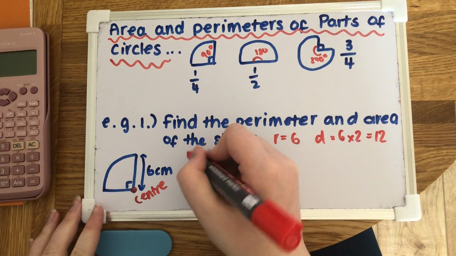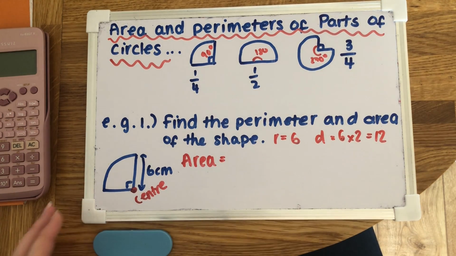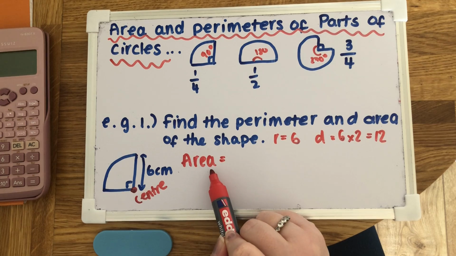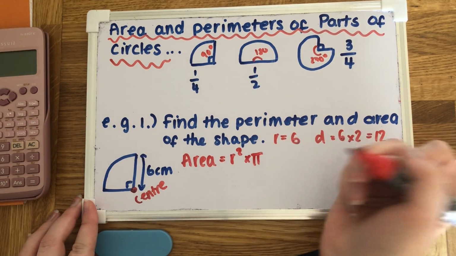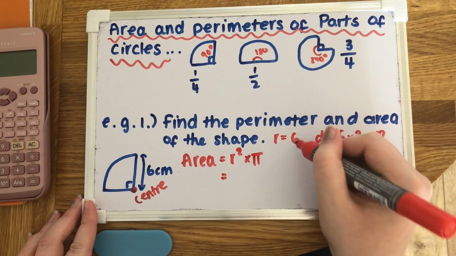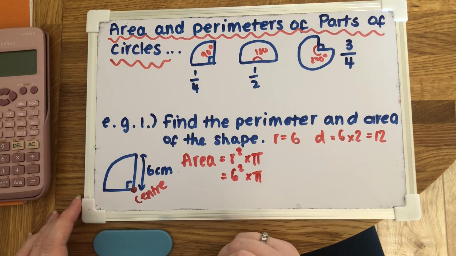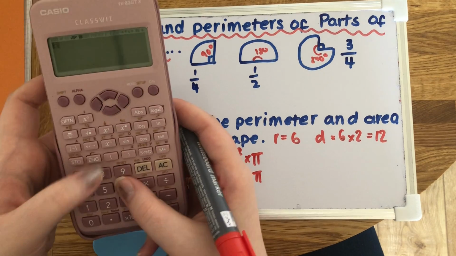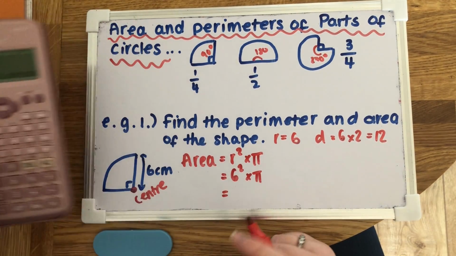We're going to start with the area, just because the area is actually much quicker to find. Now, when you do these, just do it to start off with as if it was a whole circle. So to find the area of the whole circle, we do the radius squared times by pi. We know the radius is 6, so we're going to do 6 squared times by pi. And then we can type that into a calculator and see what it gets. 6 squared times by pi, 113.1.